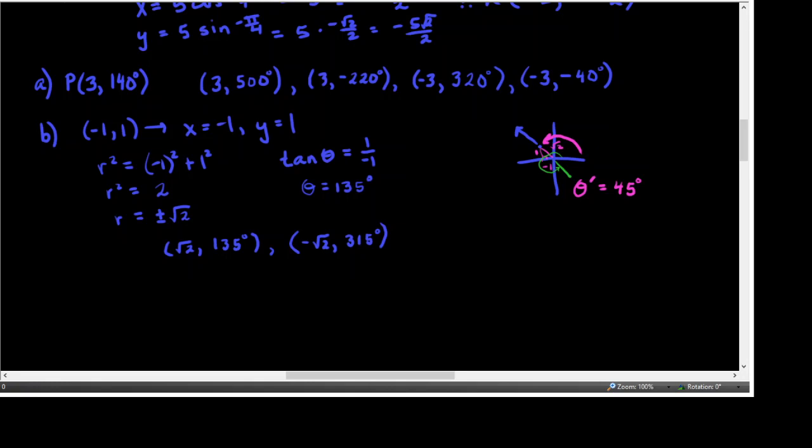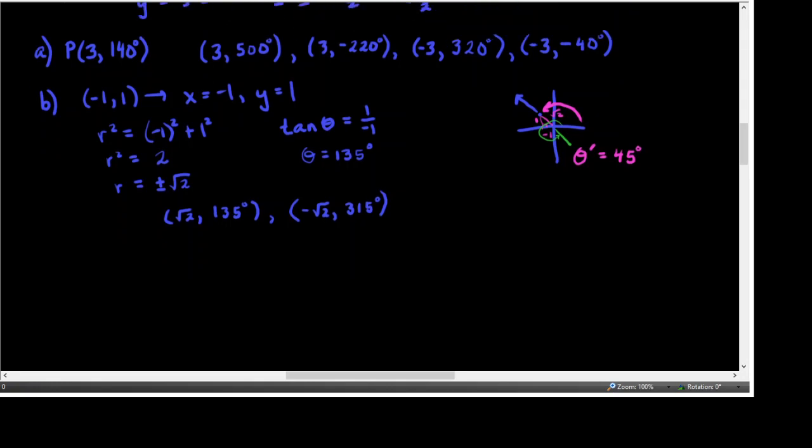Square root of 2, which will put me at the point that I plotted originally. So that will work. Please double check this, because it's really easy to mess that up. All right.